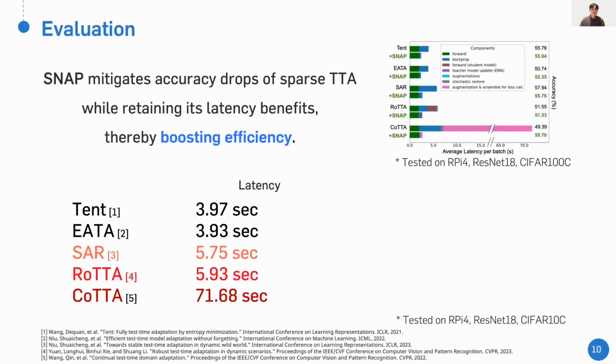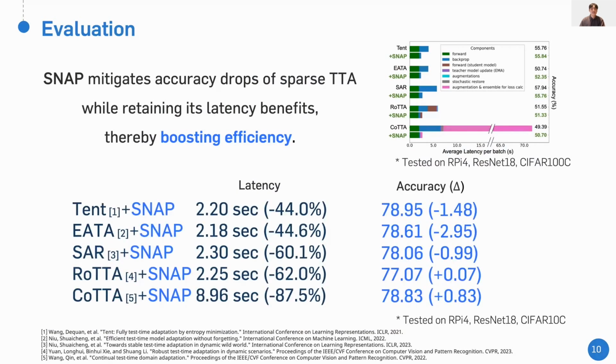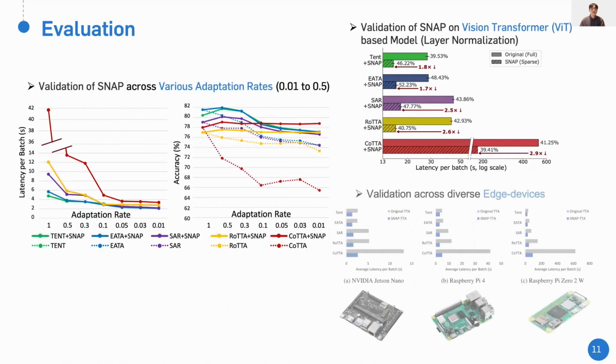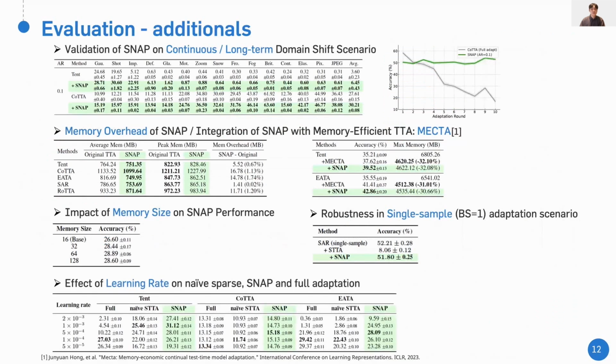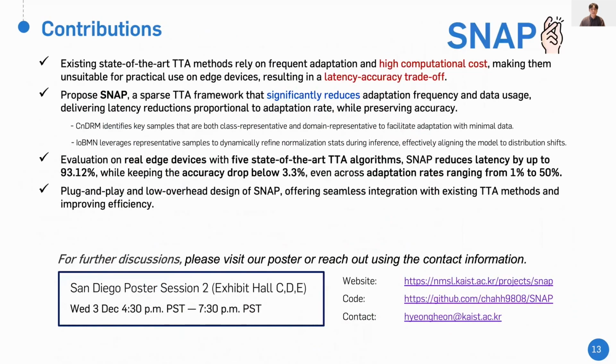Now let's see the results. Across multiple datasets and state-of-the-art TTA methods, SNAP consistently reduces latency while maintaining accuracy. And this efficiency generalizes across different adaptation rates, models, and real edge devices, showing SNAP is practical beyond controlled benchmarks. Further experimental validation and in-depth discussions are provided in the main paper and the appendix.